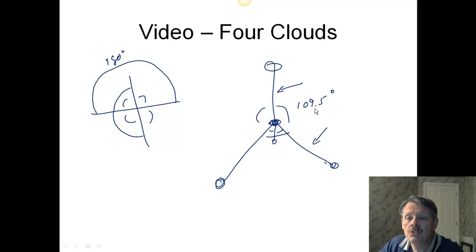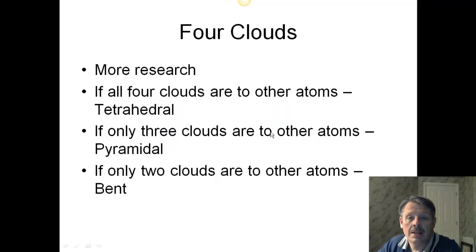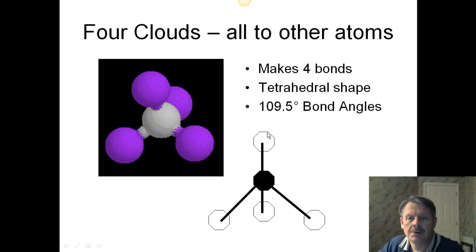Now, this is true when the central atom is bonded to 4 different things and you have 4 clouds. So it's important that you have 4 clouds coming out of that central atom. If all 4 clouds go to other atoms, they're tetrahedral. But if you only have 3 clouds, they're going to be pyramidal, and if you only have 2, then you go to bent. So we'll talk about that in a little bit more detail right here.